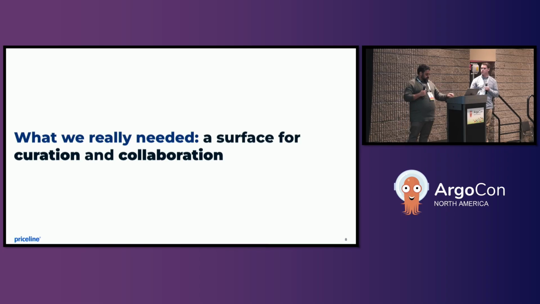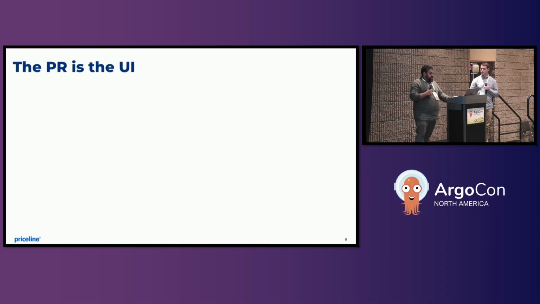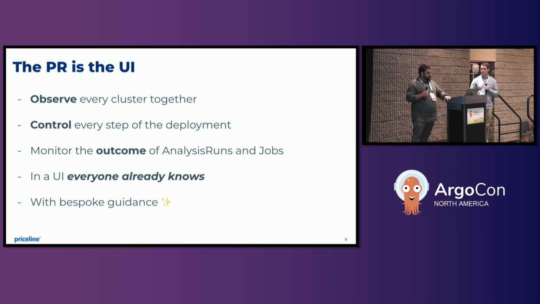So we really settled on using the PR to aggregate across all of our tools. So using the PR as a UI allows us to observe updates from clusters across multiple regions. It allows us to actually control the deployment from the PR with SSO RBAC in place, and we can monitor the outcome of tests and canary deployments in a place that everyone already knows, where they're able to access it from familiar surfaces from the web, IDE, maybe even in their pocket.